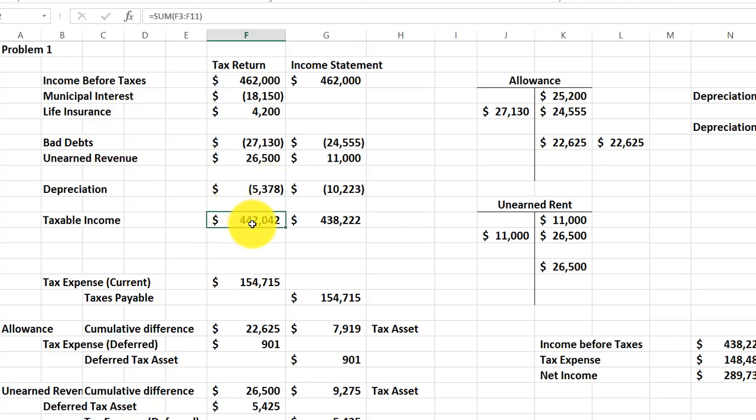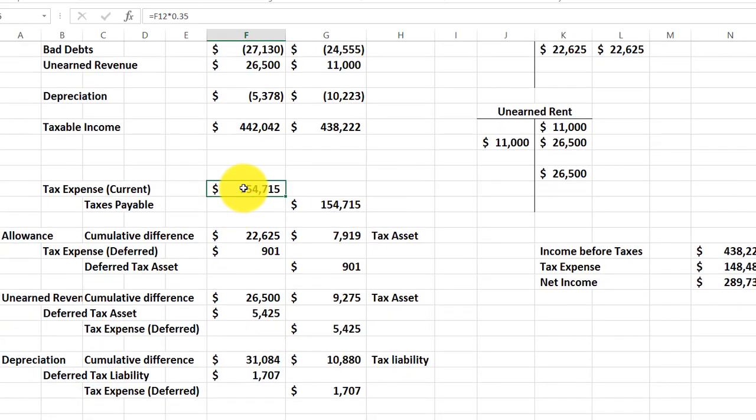So the problem asks to calculate taxable income. So if we assume all of these needed to be adjusted to get our taxable income because they were not included in our 462,000, then this is our taxable income as stated. This would be what our income statement would look like at that point, income before taxes with these things included. Now, here's our current tax expense, because all we do is take the taxable income, multiply by the tax rate, and we of course credit taxes payable.